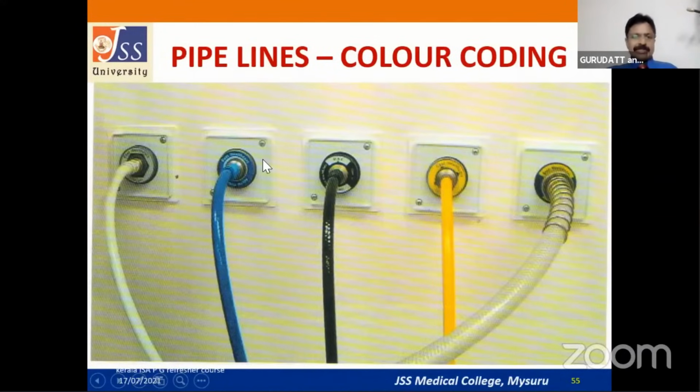These wall outlets are also color coded. Even the pipelines are color coded. These are all the safety features, so that you should not connect a wrong pipeline onto a particular type of wall outlet.